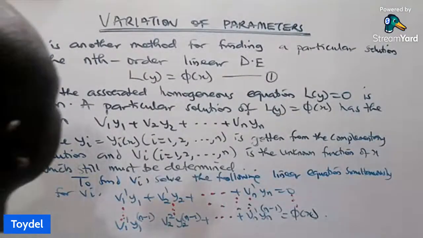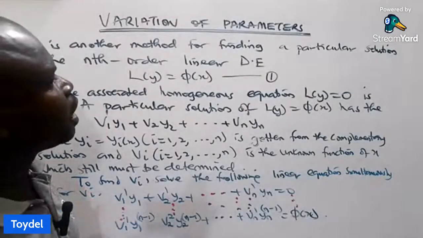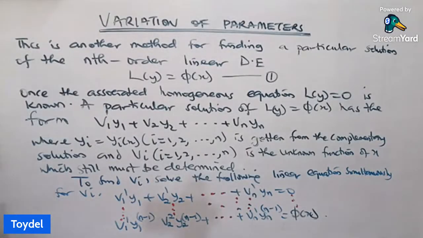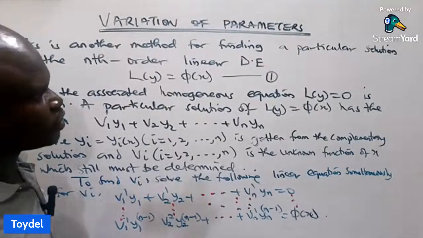Today we want to look at the second method that we can use to find a particular solution. That is when you have linear non-homogeneous differential equations. There are two solutions when we have linear non-homogeneous differential equations. We have complementary solutions and particular solutions.